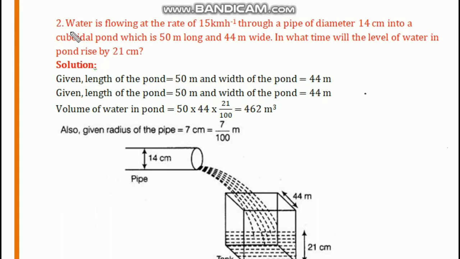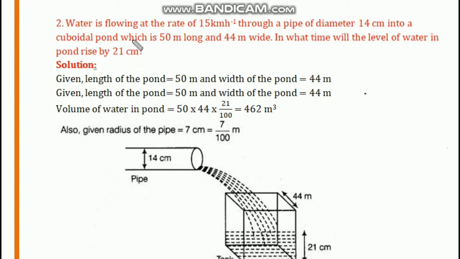Students, let's discuss another NCERT Exemplar question. Water is flowing at the rate of 15 km per hour through a pipe of diameter 14 centimeter into a cuboidal pond which is 50 meter long and 44 meter wide. In what time will the level of water in the pond rise by 21 centimeter?